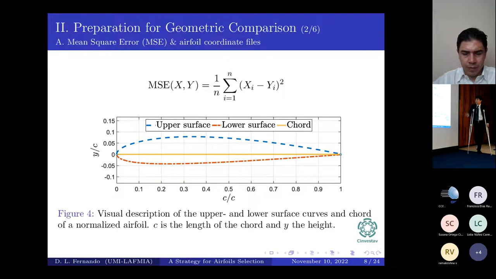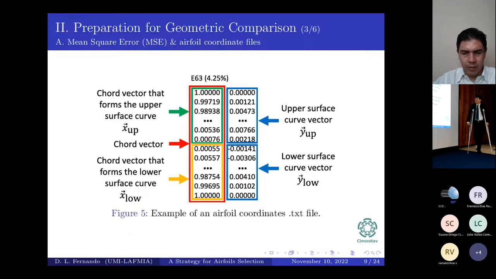Okay. Another thing we would want to know is the form of an airfoil coordinates file, because we are going to use the airfoil coordinates file. These files are formed by two columns. The first column on the left is the chord, and the second column on the right is formed by the upper and lower surfaces. Here we have an example of a coordinates airfoil file. For geometric comparison, we are going to make use of the geometrical files which define the airfoils instead of the aerodynamic characteristics ones, which we would discard.